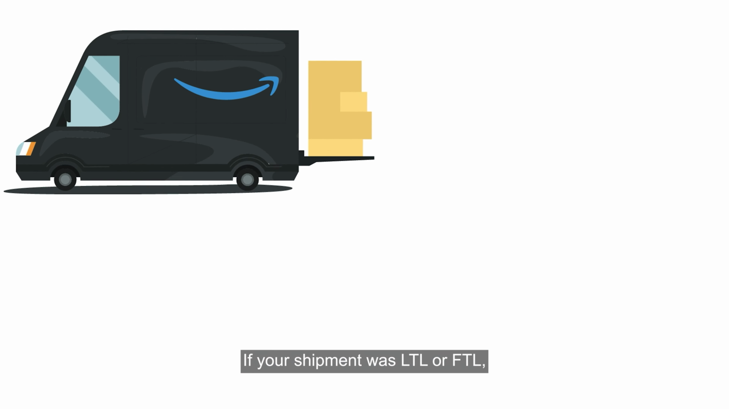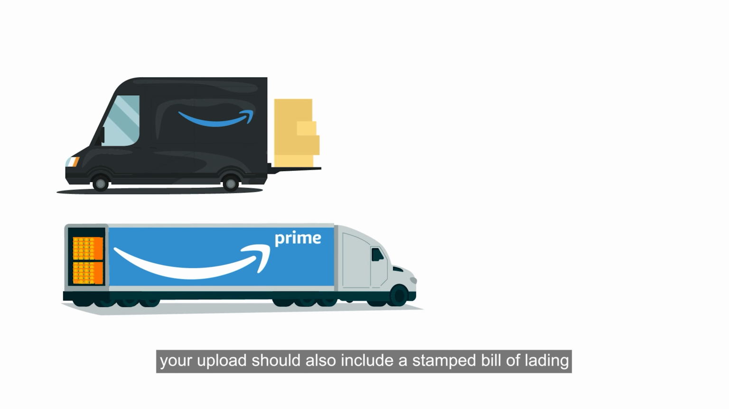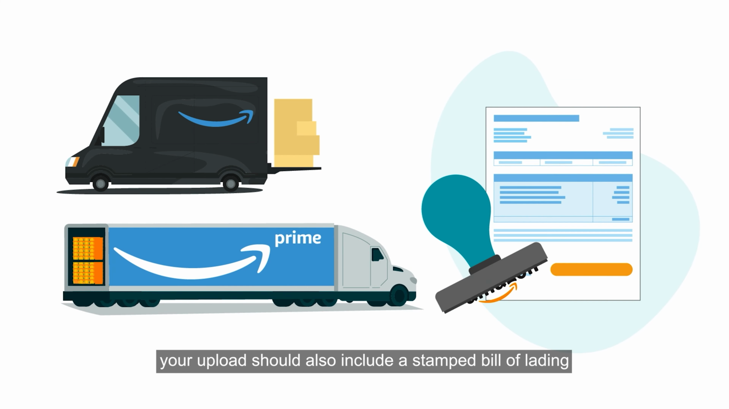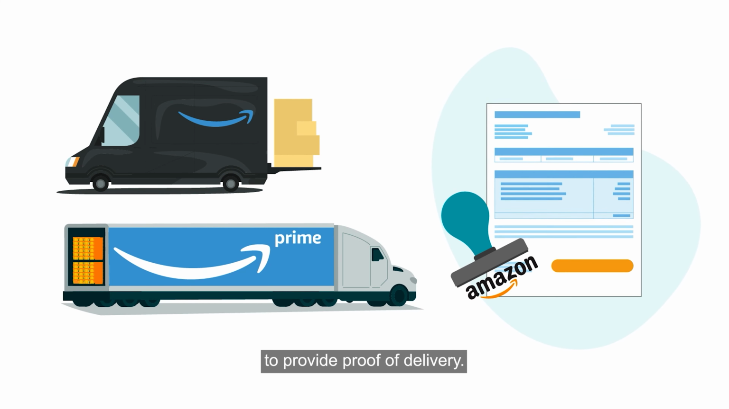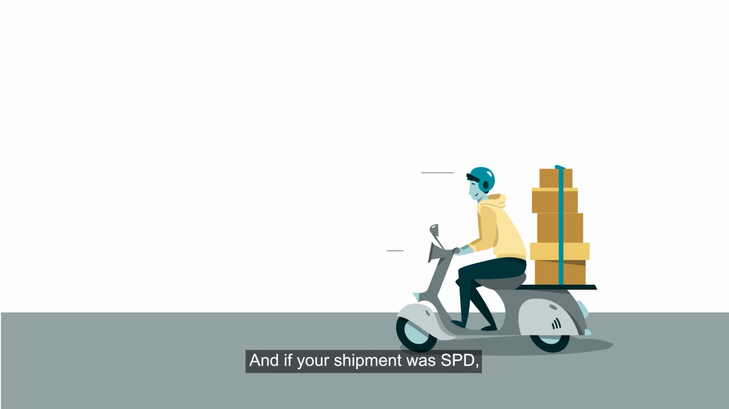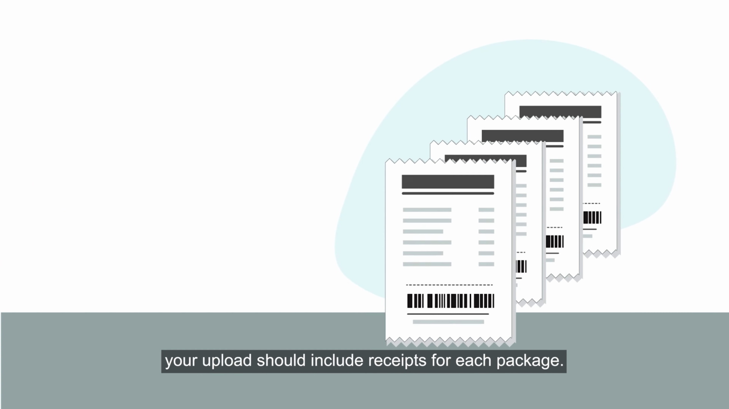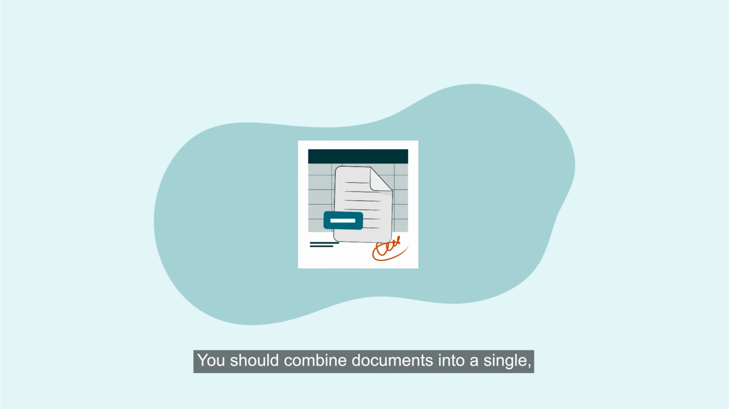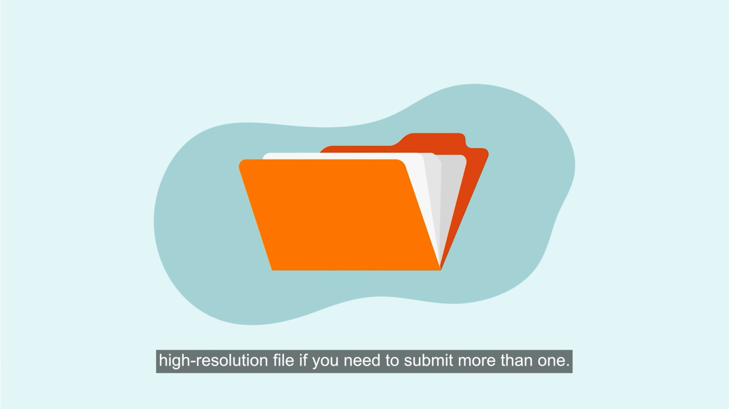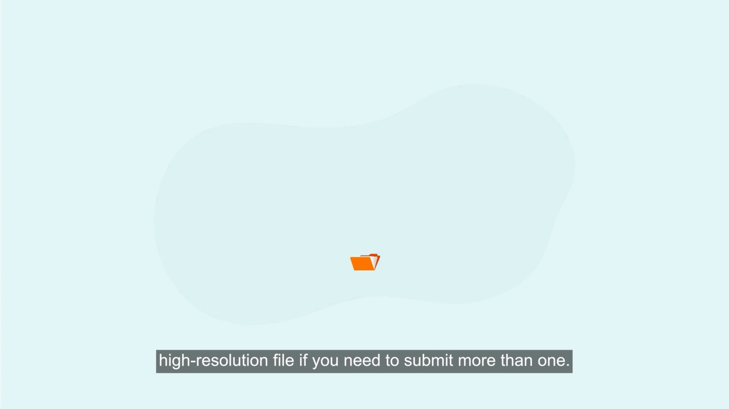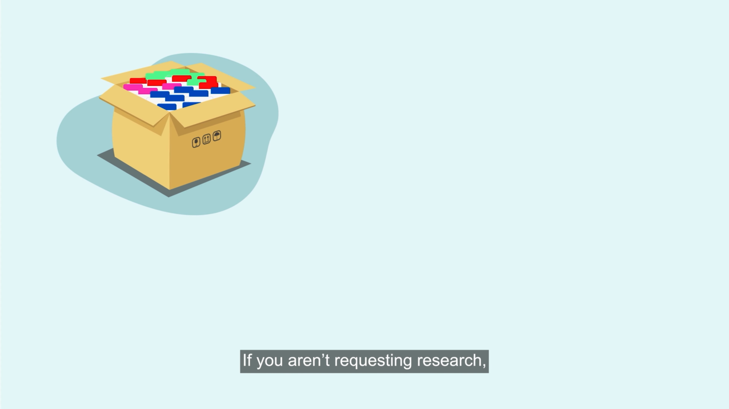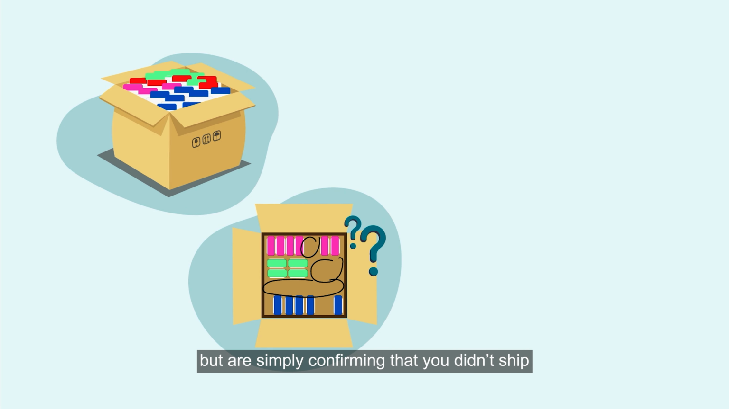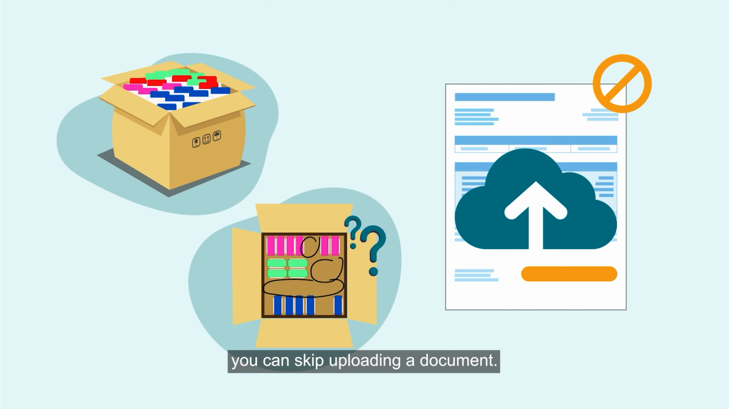If your shipment was LTL or FTL, your upload should also include a stamped bill of lading to provide proof of delivery. And if your shipment was SPD, your upload should include receipts for each package. You should combine documents into a single, high-resolution file if you need to submit more than one. If you aren't requesting research but are simply confirming that you didn't ship missing units or shipped extra units, you can skip uploading a document.